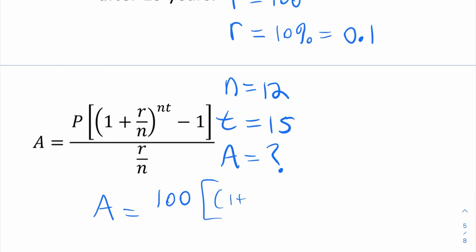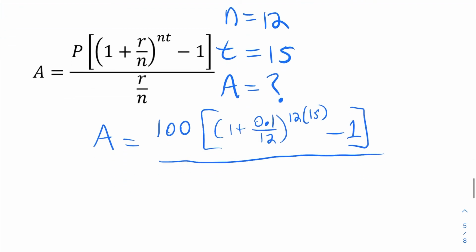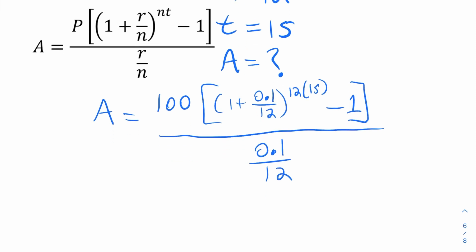1 plus R, which is 10%, 0.1, over N, which is 12, raised to the power of NT, which is 12 times T, which is 15, minus 1, and that's all divided by R, which is 0.1, over N, which is 12. So this calculation will tell me how much money I will have 15 years into the future if I keep making $100 deposits into an account that pays 10% monthly.